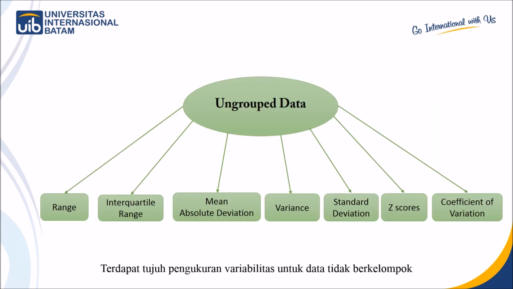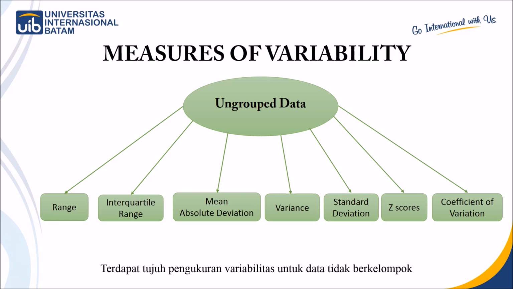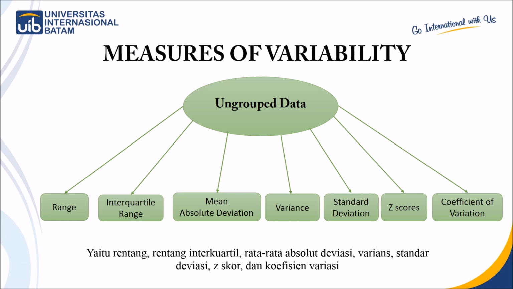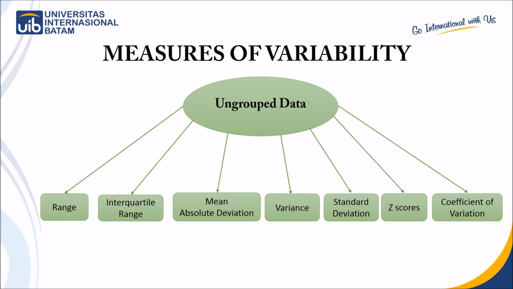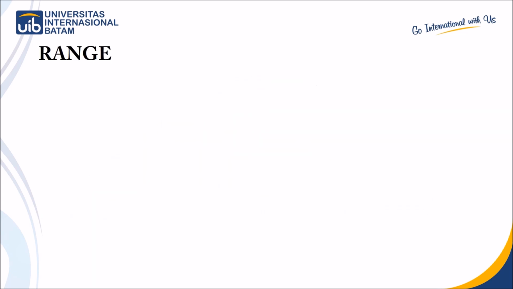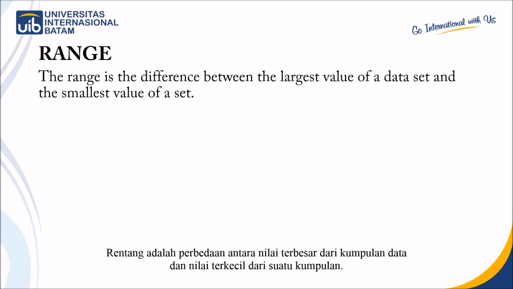There are 7 measures of variability of ungrouped data: range, interquartile range, mean absolute deviation, variance, standard deviation, z-scores, and coefficient of variation. First, we will learn about range. The range is the difference between the largest value of a data set and the smallest value of a set.